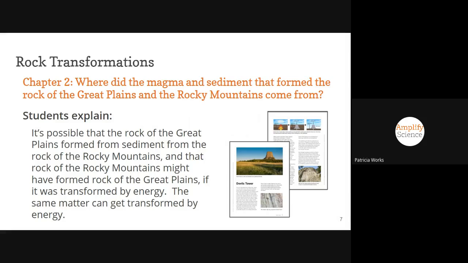It might also be possible that the rock of the Rocky Mountains formed from the rock of the Great Plains. If Great Plains rocks were somehow carried underground, the energy from the Earth's interior could melt it into magma. Matter gets transformed by energy, but the same matter is still present. Sediment forms when any type of rock is weathered, a process driven by energy from the sun. Magma forms when any type of rock is melted, a process driven by energy from the Earth's interior.